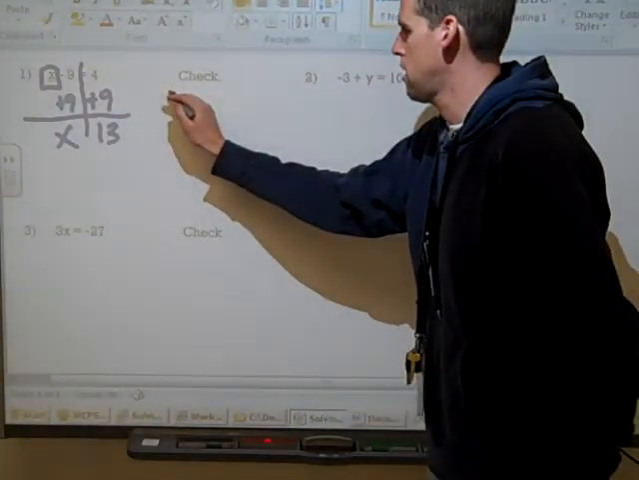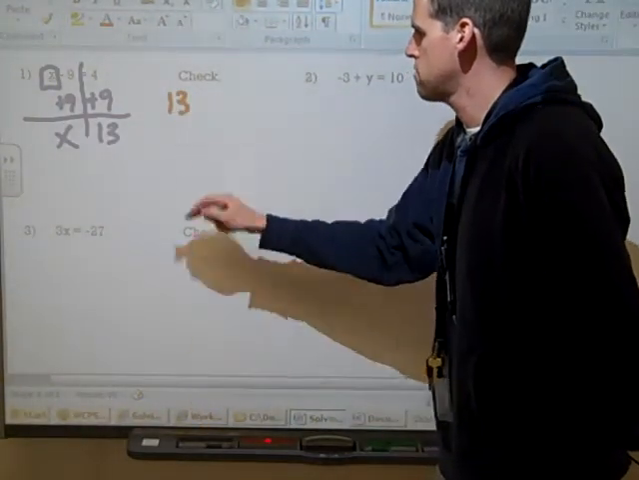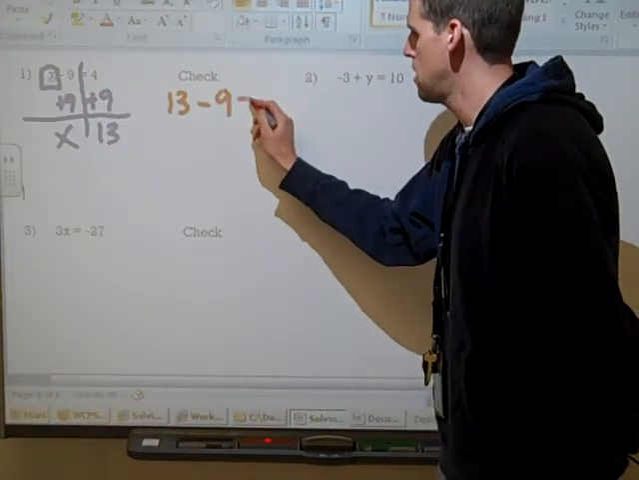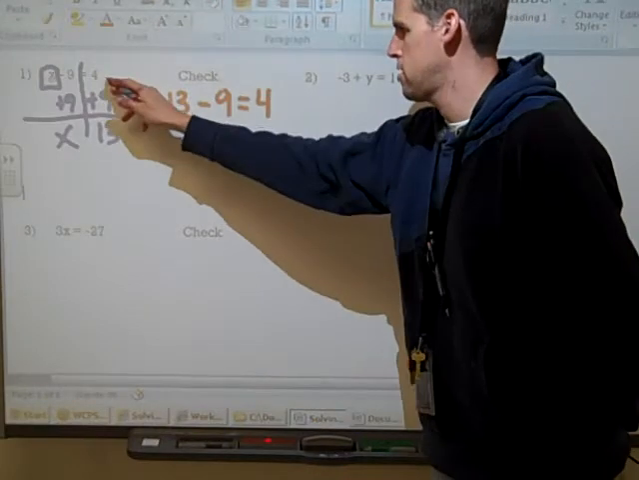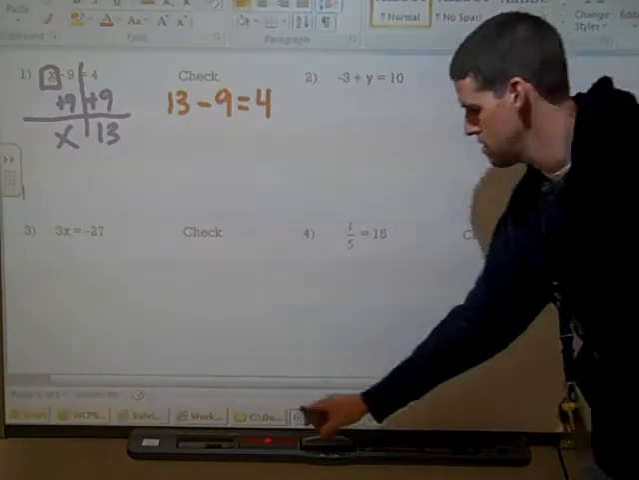Next, I'm going to go ahead and check to make sure that it works. So I'm going to plug the value of x in there. So 13 minus 9, and 13 minus 9 is 4. And so yes, it does match.